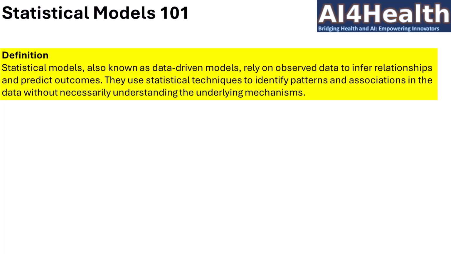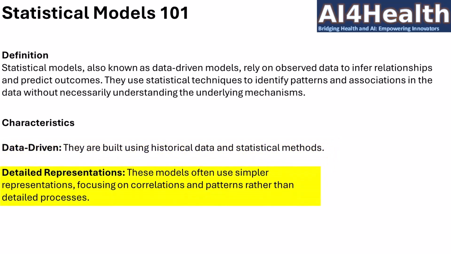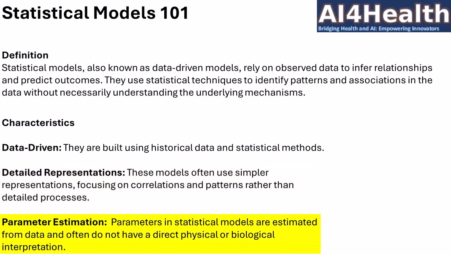Statistical models, also known as data-driven models, rely on observed data to infer relationships and predict outcomes. They use statistical techniques to identify patterns and associations in the data without necessarily understanding the underlying mechanisms. Some of the key characteristics of statistical models are: first, they are data-driven, so they are built using historical data and statistical methods. These models often use simpler representations, focusing on correlations and patterns rather than detailed processes. And the parameters in statistical models are estimated from data and often do not have a direct physical or biological interpretation.